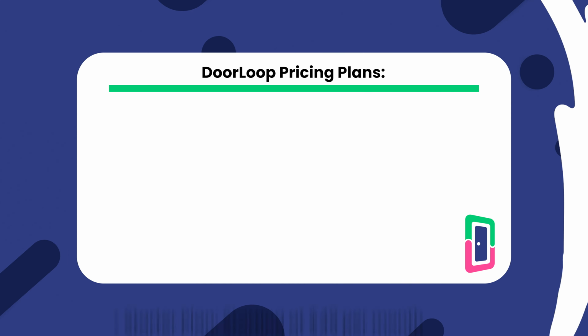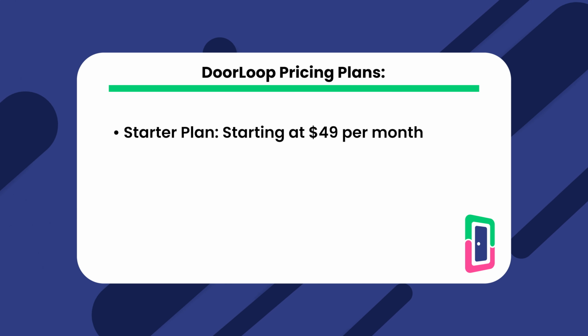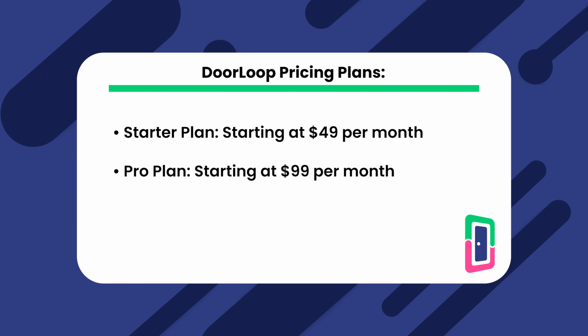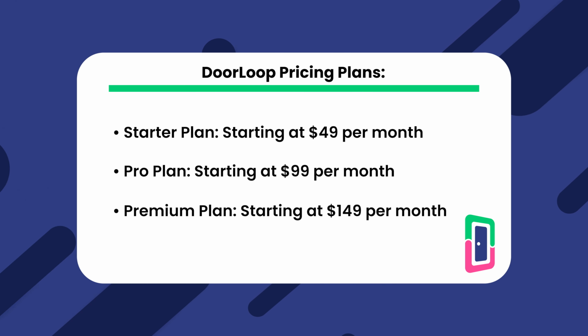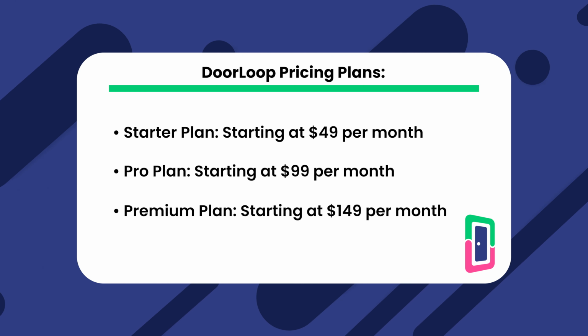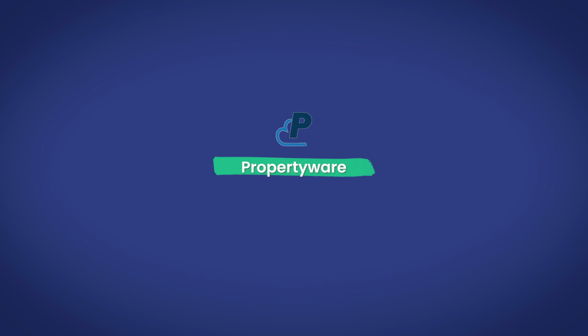DoorLoop offers multiple pricing plans to suit various budgets and needs, and these plans include the Starter plan starting at $49 per month, the Pro plan starting at $99 per month, and the Premium plan starting at $149 per month for those who want some more advanced features to manage their business. And now we have our second alternative, which is PropertyWare.